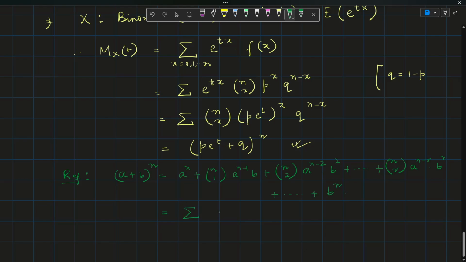So this is the same as the summation of nCx a^x b^(n-x) for x equals 0, 1, 2 up to n. Now just put p^t in place of a and q in place of b in this formula of (a + b)^n. If you do this, you will get the above result.